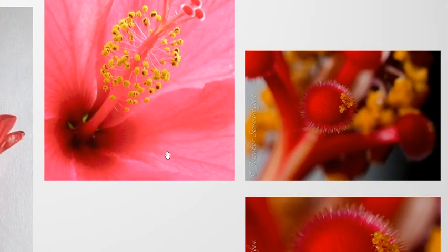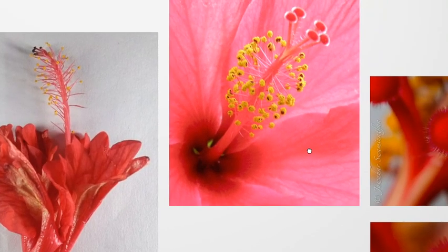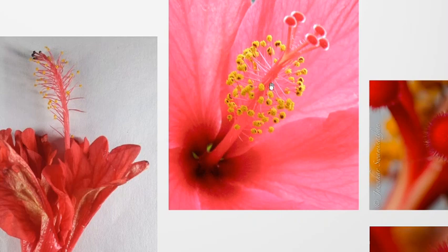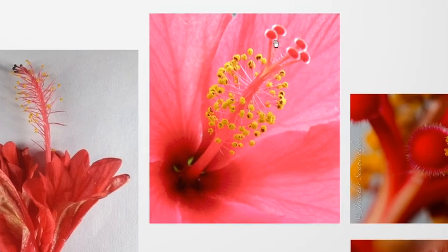We see this in the case of a hibiscus plant. A hibiscus plant contains anthers, these yellow grain-like parts, and these top parts, the pink colored ovals, are actually the stigma of the hibiscus flower.